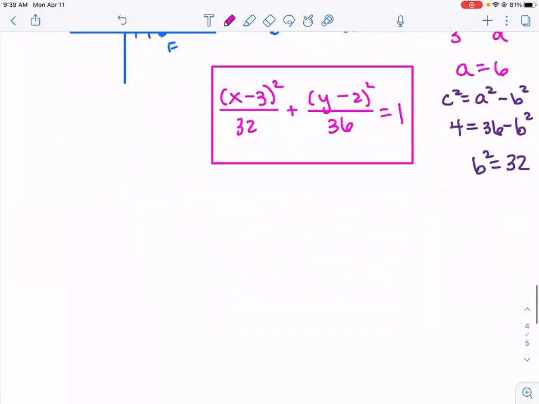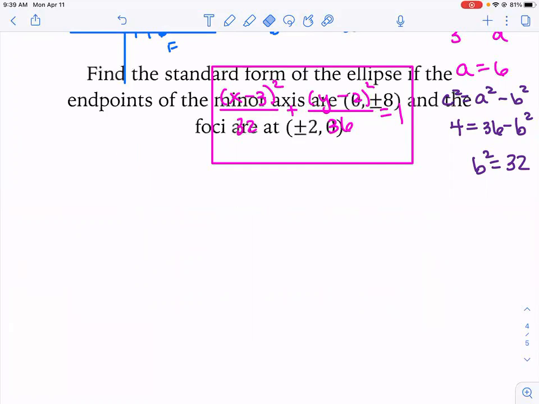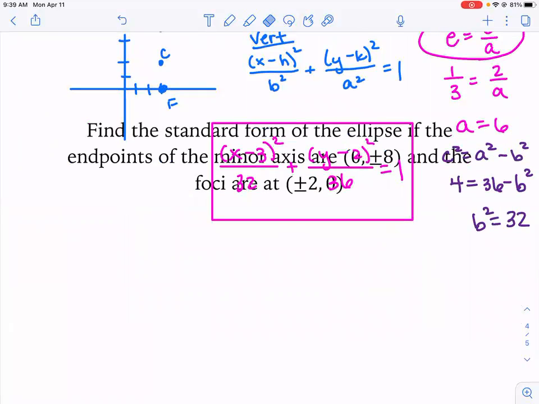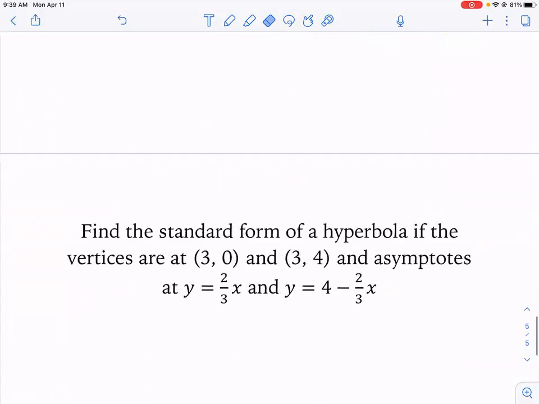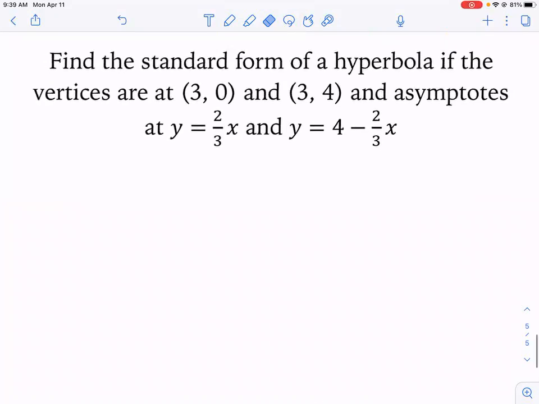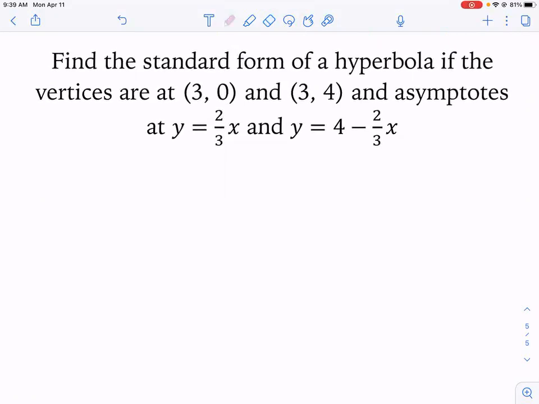Okay, we're not going to do this example, but I want to talk about something real quick. If we have minor endpoints, that's going to give you what letter? A, B, or C? B. All right, cool. I really wanted to make sure we got through this one though. We have a hyperbola. I have vertices and I have asymptotes. Write down what you need to, and this is what we're going to end our day on.